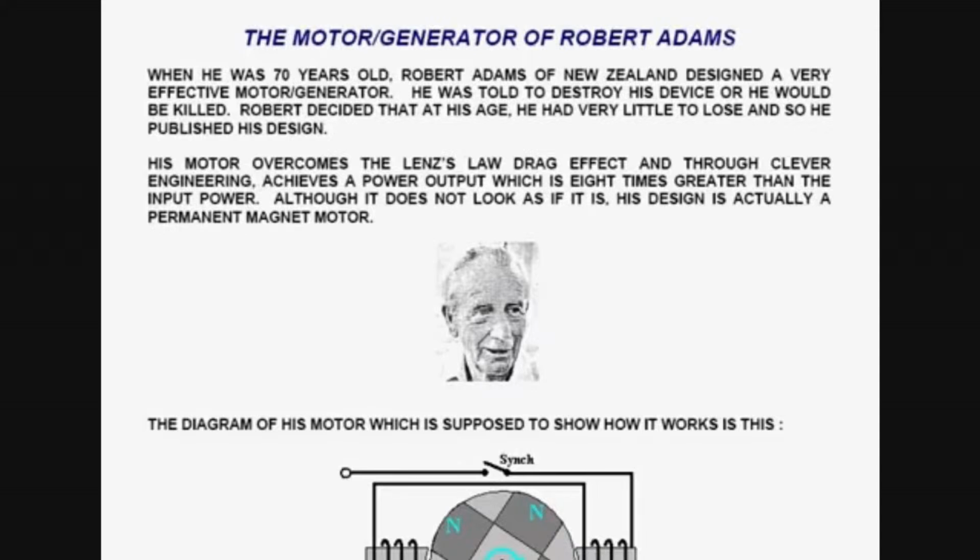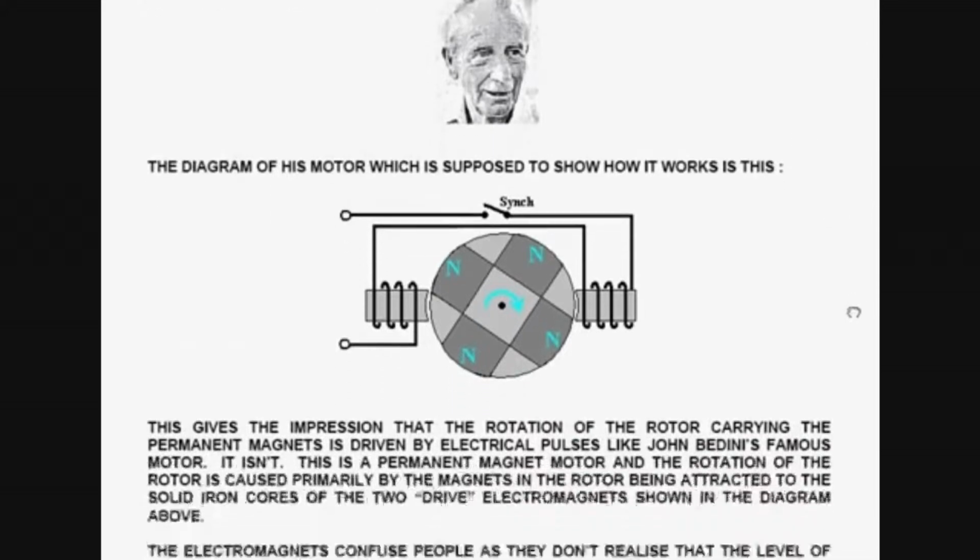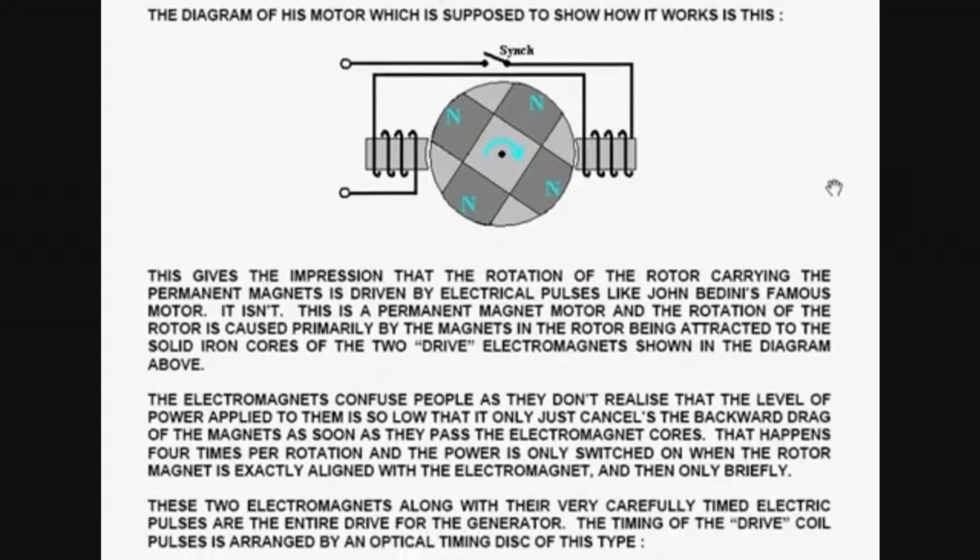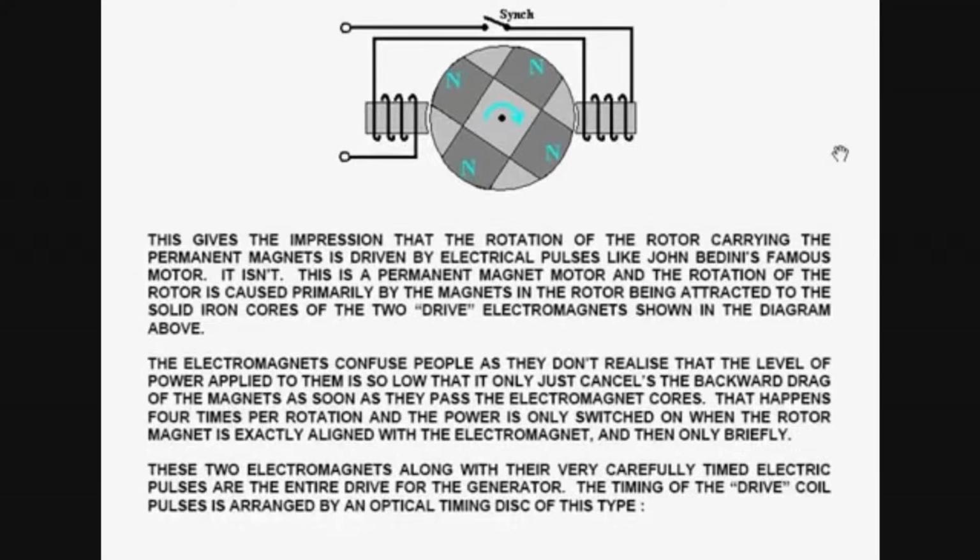Although it does not look as if it is, his design is actually a permanent magnet motor. The diagram of his motor, which is supposed to show how it works, is this. This gives the impression that the rotation of the rotor carrying the permanent magnets is driven by electrical pulses like John Bedini's famous motor. It isn't. This is a permanent magnet motor, and the rotation of the rotor is caused primarily by the magnets in the rotor being attracted to the solid iron cores of the 2 drive electromagnets shown in the diagram.